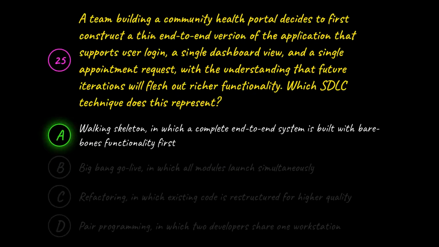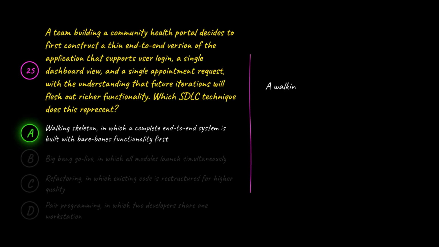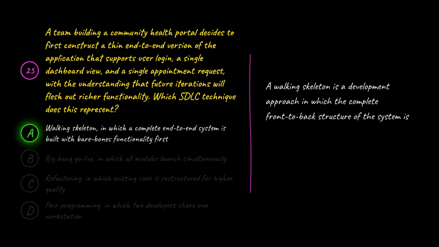The correct answer is A. Walking skeleton, in which a complete end-to-end system is built with bare-bones functionality first. Is correct because a walking skeleton is a development approach in which the complete front-to-back structure of the system is built early with only bare-bones functionality, then later iterations add features and depth.